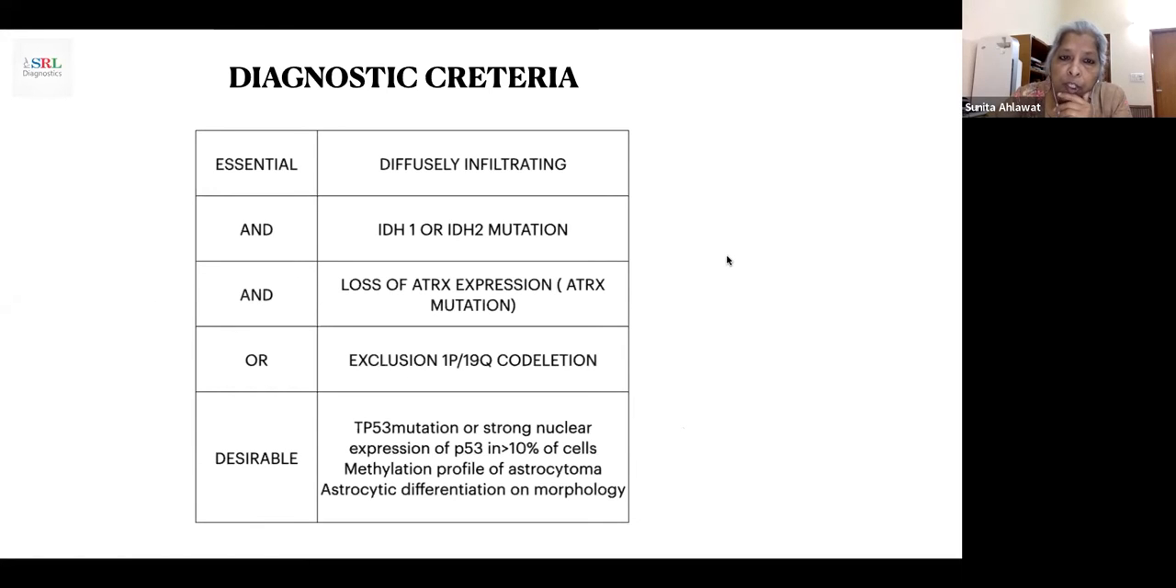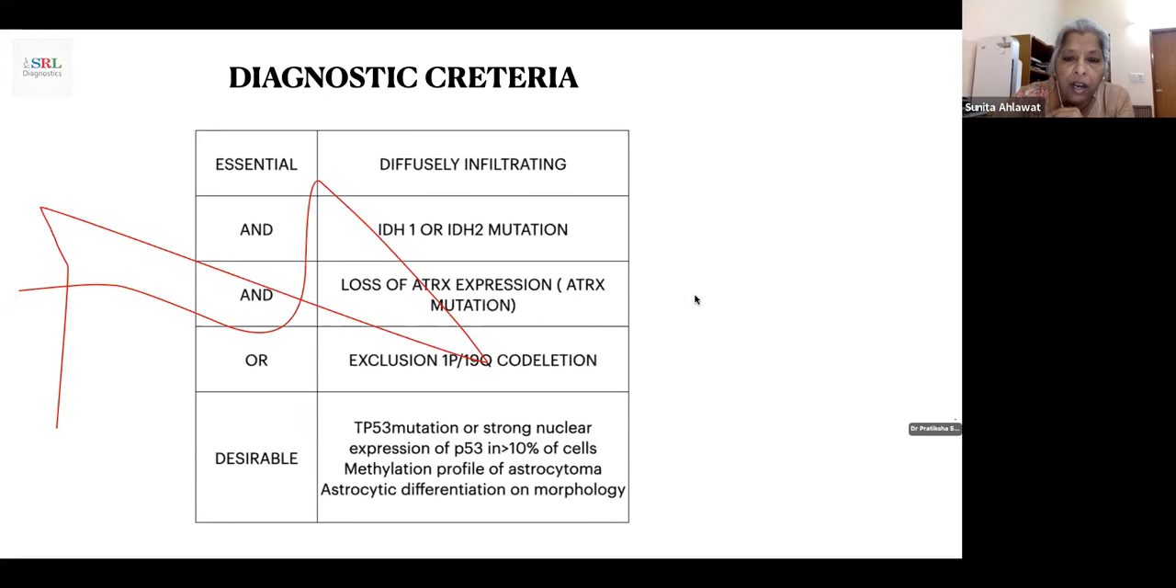So the WHO now gives you diagnostic criteria for diagnosing astrocytoma IDH mutant. Essential is that it should have a diffusely infiltrating morphology, IDH1 or IDH2 mutation, and loss of ATRX expression. These are essential.